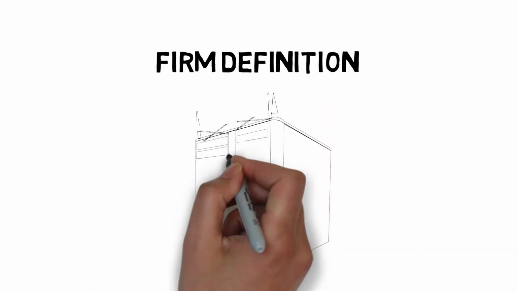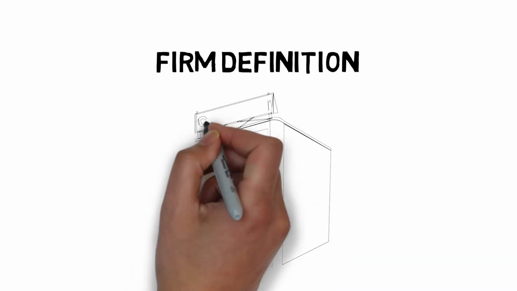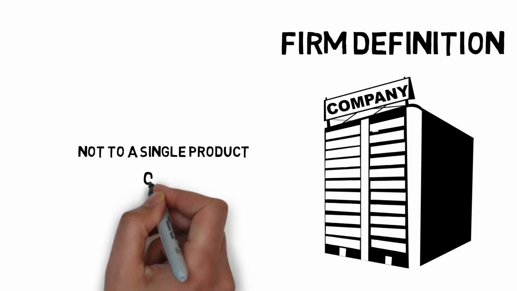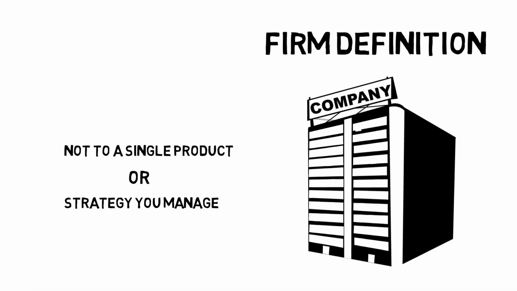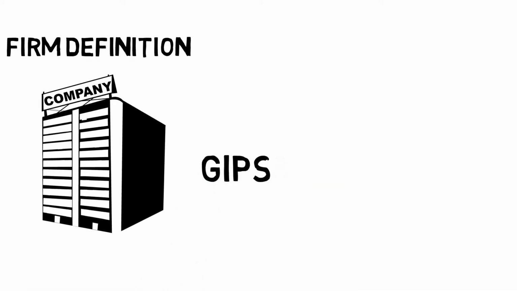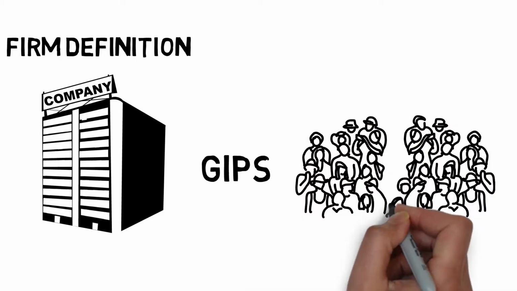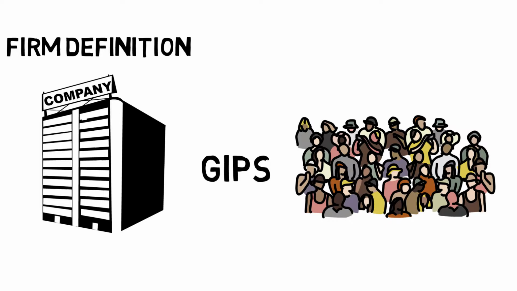Firm definition. The GIPS standards must be applied to your firm as a whole, not to a single product or strategy you manage. How your firm is defined for GIPS purposes is primarily based on how the firm is held out to the public, which may differ from the legal structure of your firm.